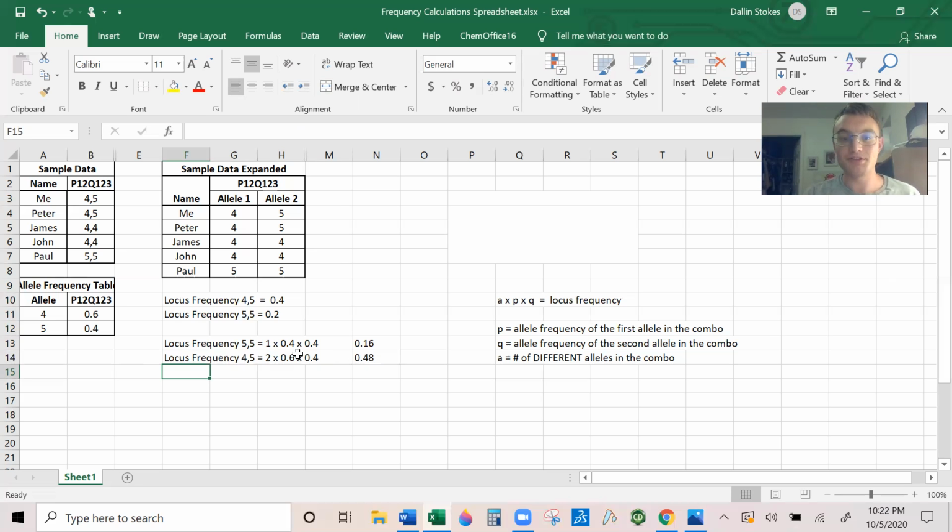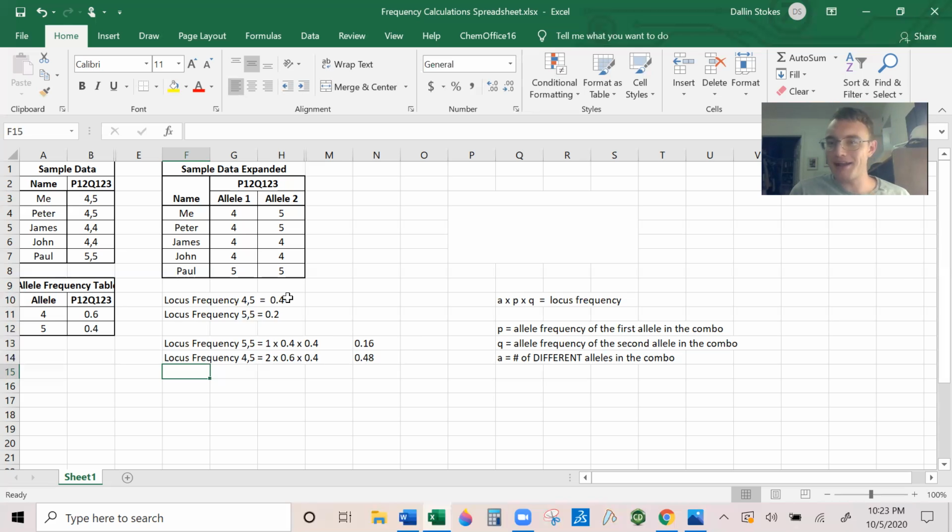Now, notice this one's a little further off than my other one, but that's just because of my really small population size. Given that we only had 5 people, 0.48 is really close to 0.4. So again, it relatively accurately predicted what the locus frequency was, which is good enough for us. So we use the formula instead of counting 10,000 people's combinations just to save time, because the formula can actually get us pretty close to what we would really find if we counted them. So that's why we use the formula.